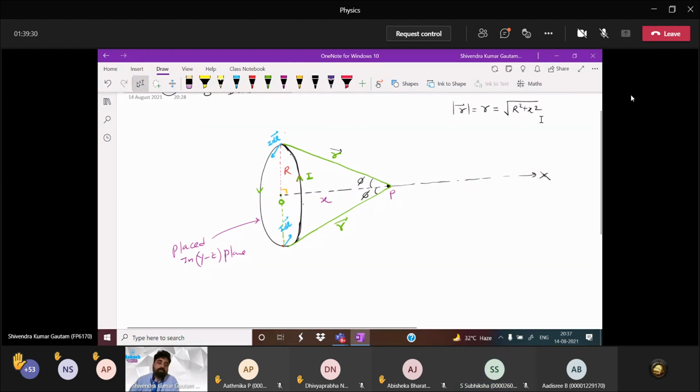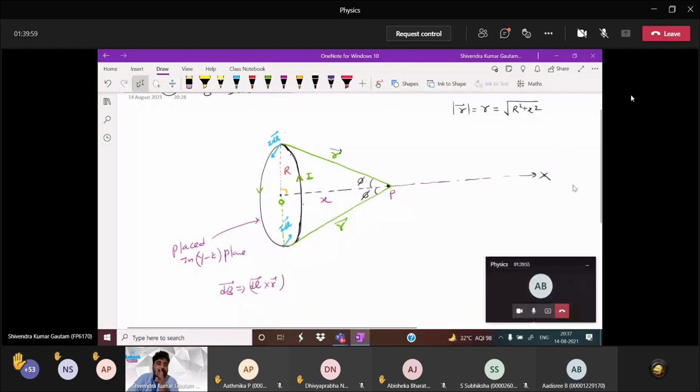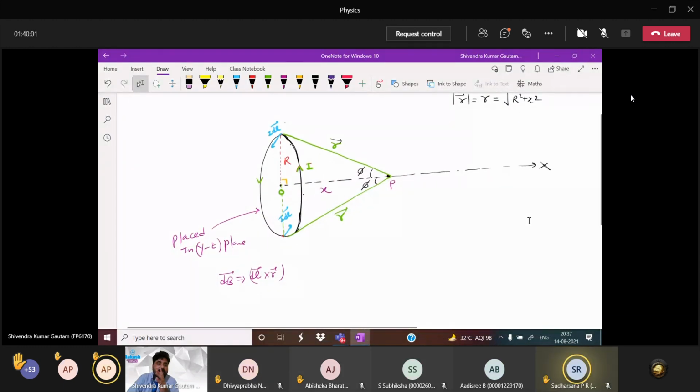Now, current element and R. Magnetic field direction, tell me who decides? Not only DL, it is decided by what? DL cross R vector. Yes or no? The direction of dB vector is not decided by DL alone, not decided by R alone, it is decided by DL cross R. Are you understanding what I'm telling? Okay, so DL cross R.